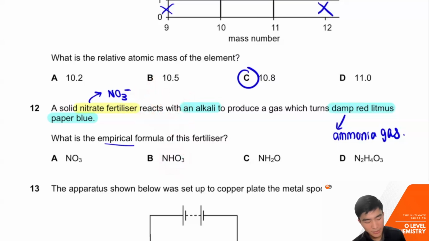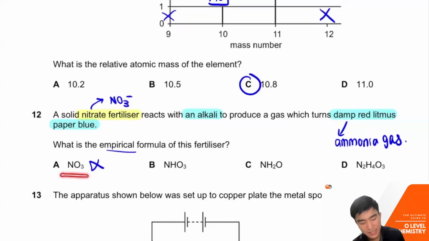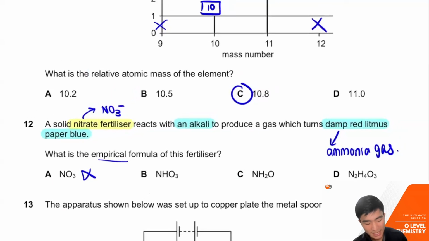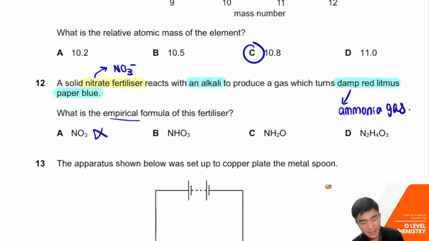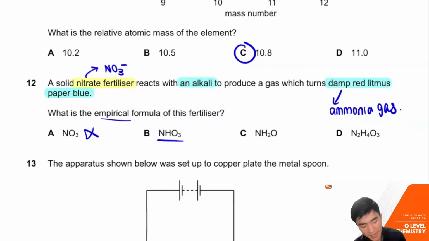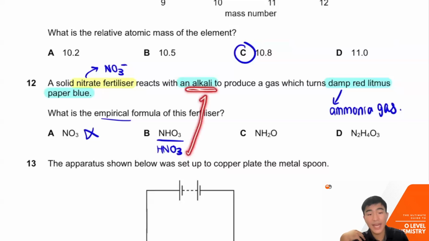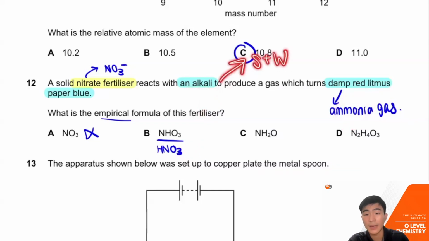Now, option A is definitely immediately out because NO3 is an ion, it contains a negative charge. It cannot be neutral, so it cannot be a solid fertilizer. Next, B, HNO3. You can rearrange this easily and you'll realize it's HNO3. HNO3 is an acid. Now, acid reacts with base, right? If HNO3 reacts with alkali, it will not produce ammonia gas. Why? Because acid plus base gives you salt and water. Remember, acid plus base gives you salt and water. So B is out also.